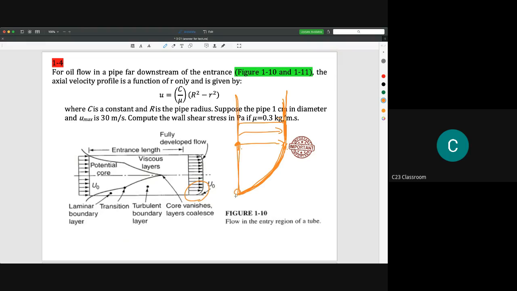Okay, let's say we have a molecule here, so the velocity is equal to 0. And then we have another molecule here, and this molecule will flow with a certain velocity. This velocity will be represented with the small u. So this is the common term for velocity distribution.